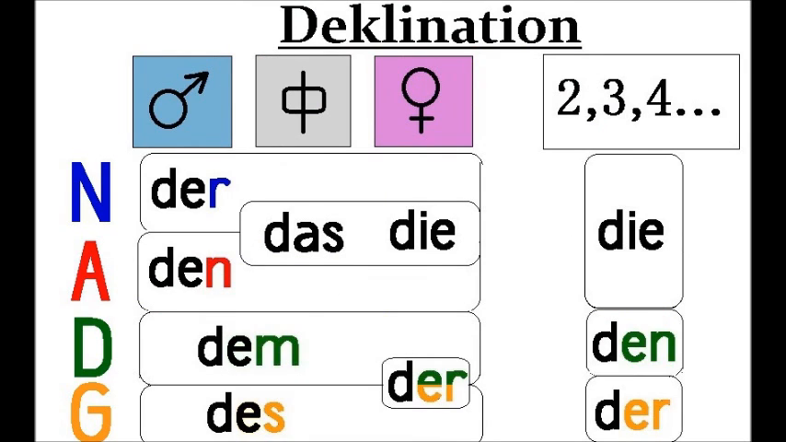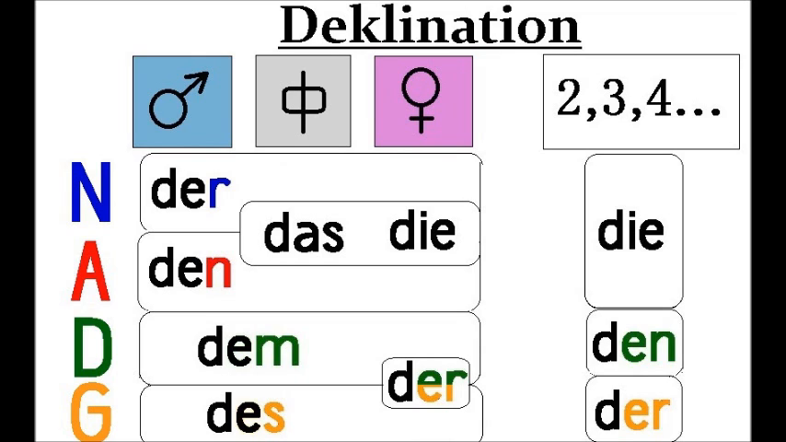This is the declination of the definite article. I shortened the cases by their first letter, so blue is the subject case, red is the object case, green is the receiver case, and yellow is the possession case. The signals for the cases are nominative R, accusative N, dative M, and genitive S. I also marked them with the appropriate color.